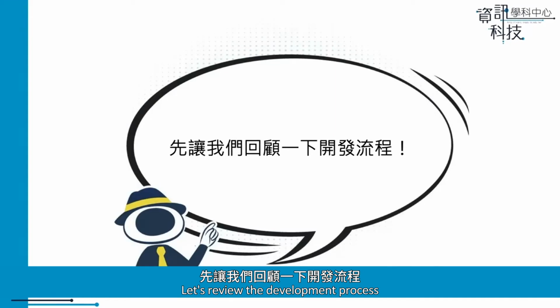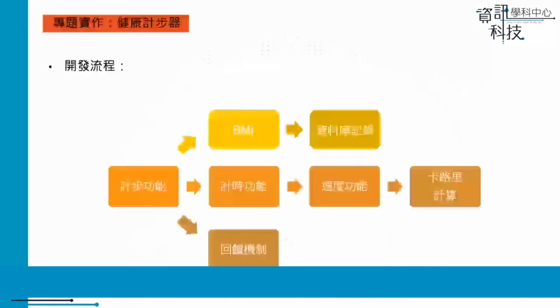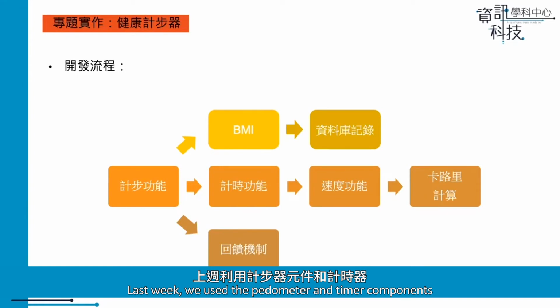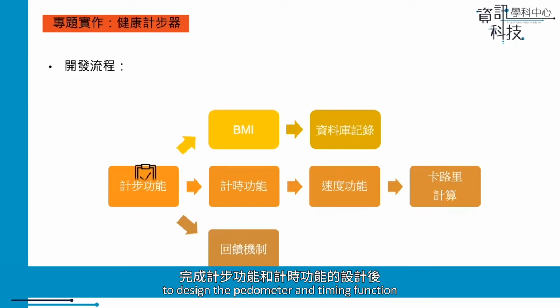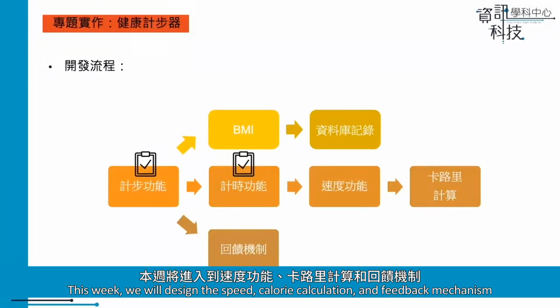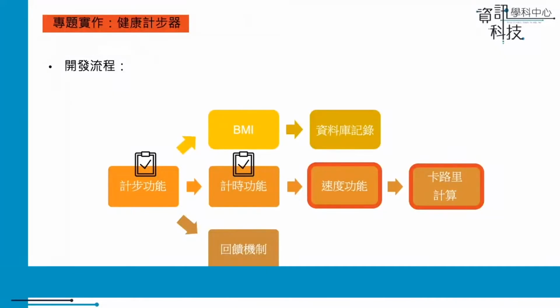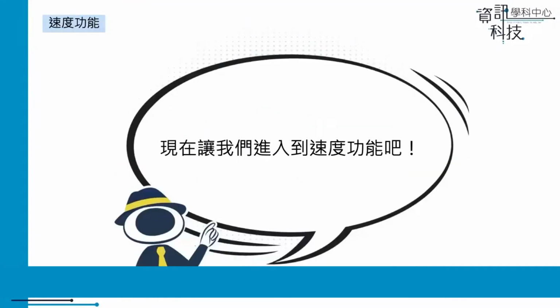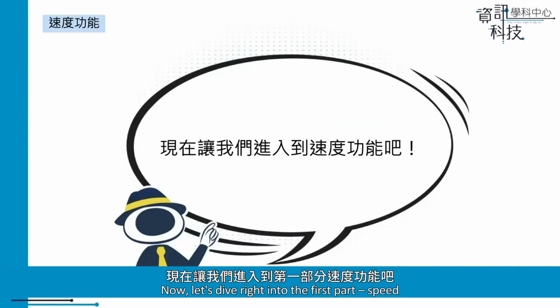Let's review the development process. Last week, we used the pedometer and timer components to design the pedometer and timing function. This week, we will design the speed, calorie calculation, and feedback mechanism. Now, let's dive right into the first part, speed.